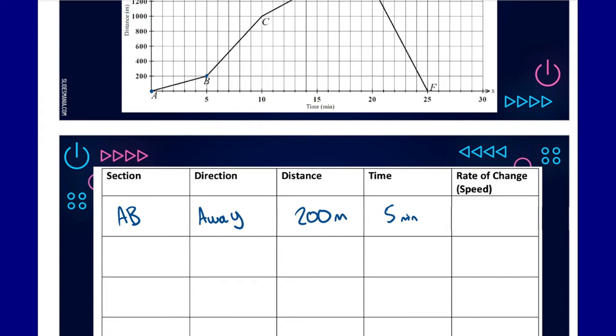So in this case, his speed is 200, or distance divided by time. So 200 divided by 5, which equals 40 meters per minute. So we want to make sure we're including the units in this case because we want to make sure we're specific because the units can make a difference, right, in terms of speed. So we want to be clear on what our units are.